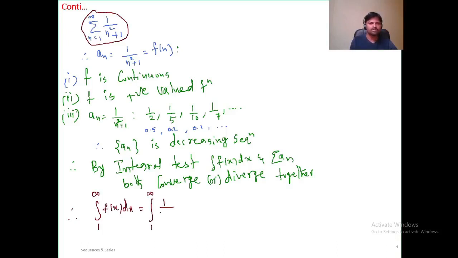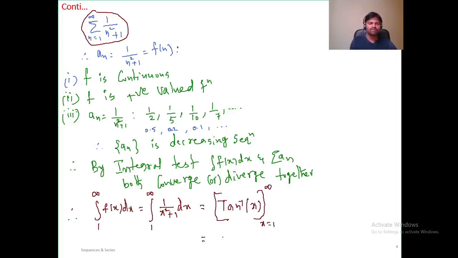1 by x square plus 1 dx. Okay. Now what is this? Tan inverse x, right? Recall the formulas from your PUC. Compulsory required in this integral test. Tan inverse x, and x is running from where to where? 1 to infinity.